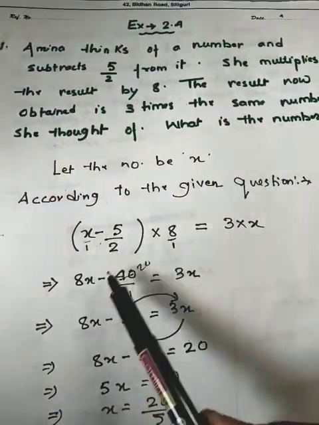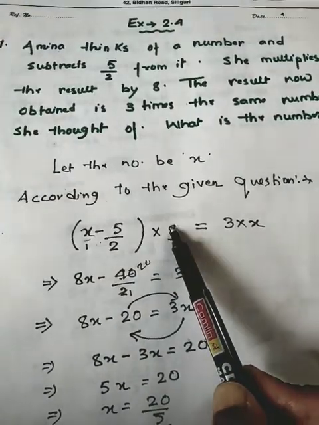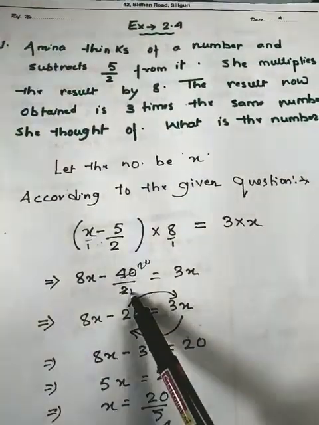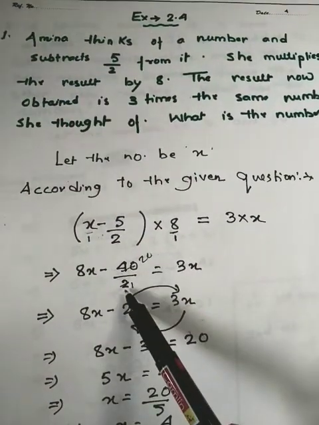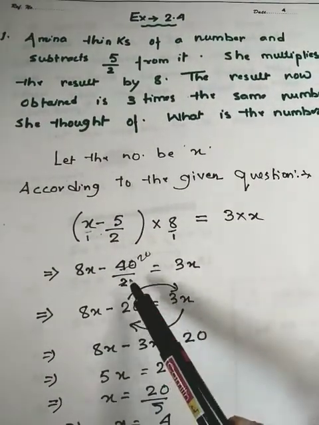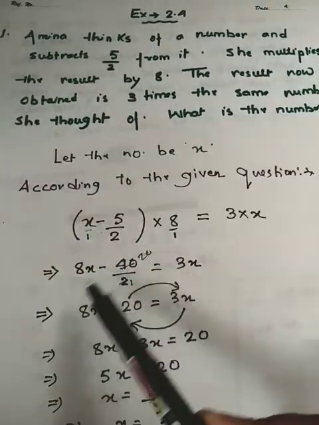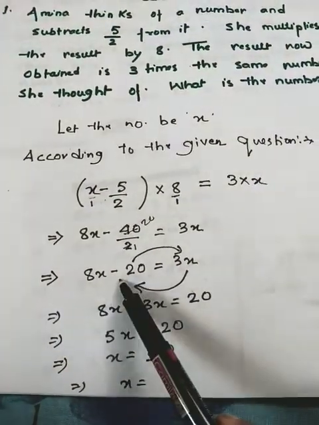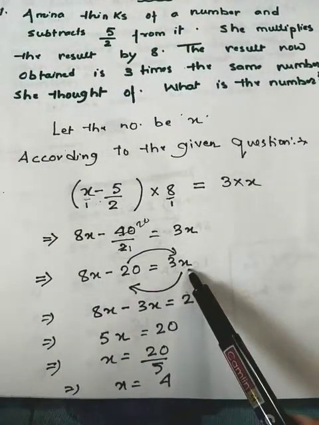Now we'll put this minus sign. Now again multiply with 8: 5 eights are 40, and 2 ones are 2, equals 3x. Now we'll reduce this because 40 is divisible by 2. So 2 ones are 2, 2 twenties are 40. So the final equation will look like 8x minus 20 is equal to 3x.